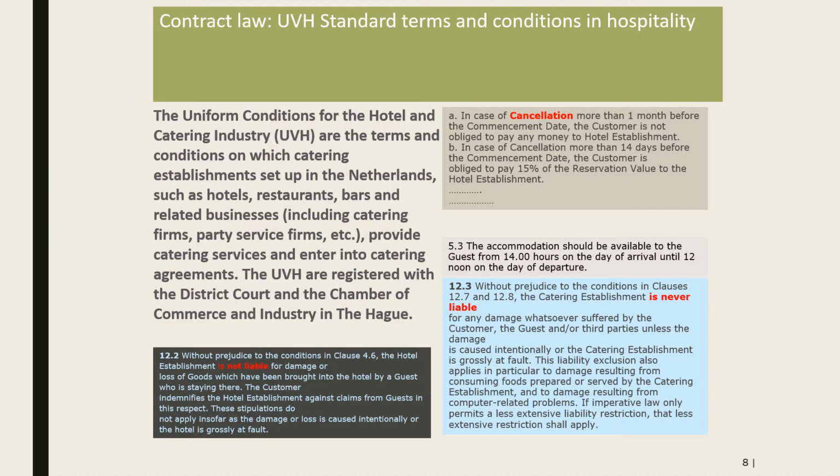What is a little bit fun for you is to go over the uniform conditions for the hospitality, for hotel and catering industry. Because there are also things in that say the caterer is never liable. Catering is never liable for any damage whatsoever suffered by the customer. Unless the damage is caused intentionally or grossly at fault. Grossly at fault is close to intentionally. It's that you took a really big risk and something went very wrong.